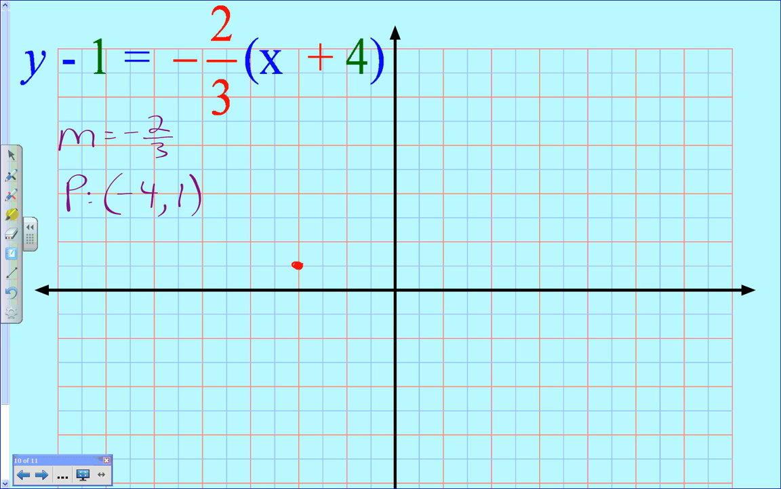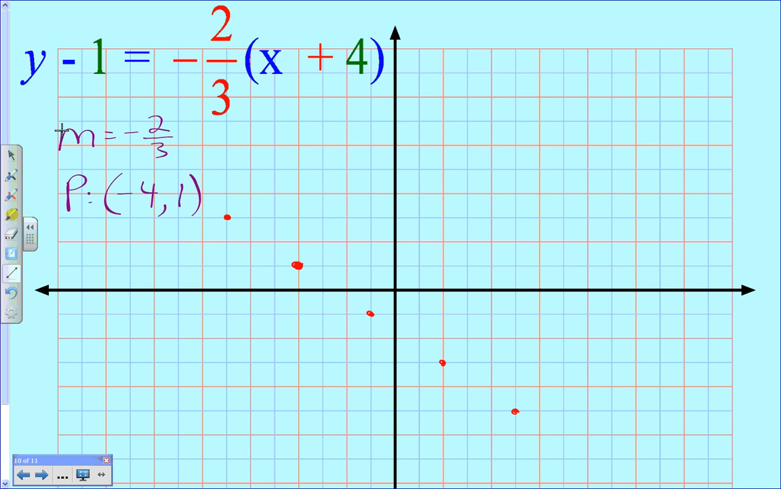Now the slope is negative, so only one of your directions should be negative. You should either be going down or you should be going left, but not down and left. So from this point, negative 4, 1, I'm going to go down 2, right 3. Down 2, right 3. You only need a total of 3 points. I'm doing more. You can go back to the point negative 4, 1, and you could also go up 2, but then your horizontal direction has to be left 3.